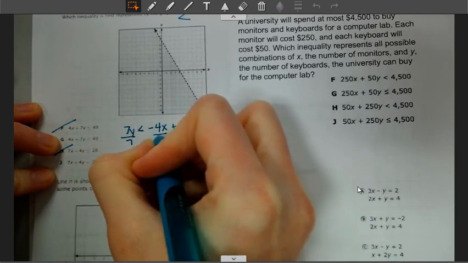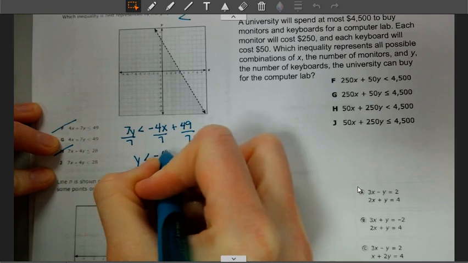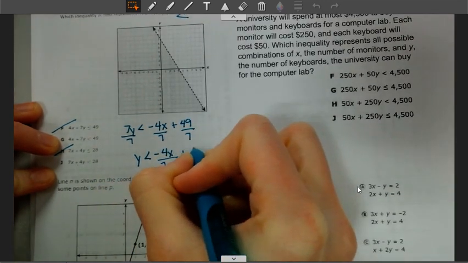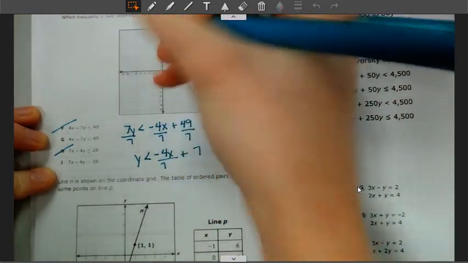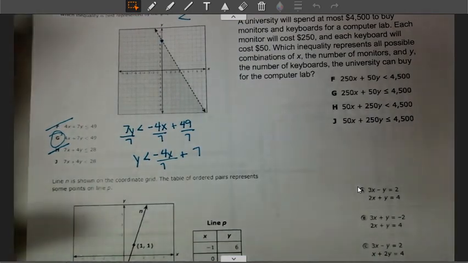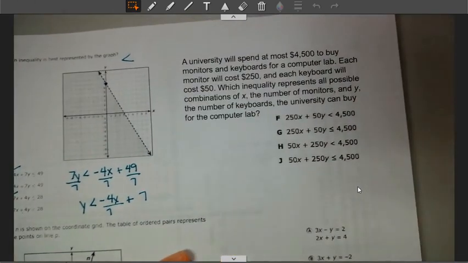Divide both sides by 7. So I get y is less than negative 4/7 x, 49 divided by 7 is 7, plus 7. That was our y-intercept. G has to be the answer. But immediately, test-taking strategies: knock off 2 out of the 4.